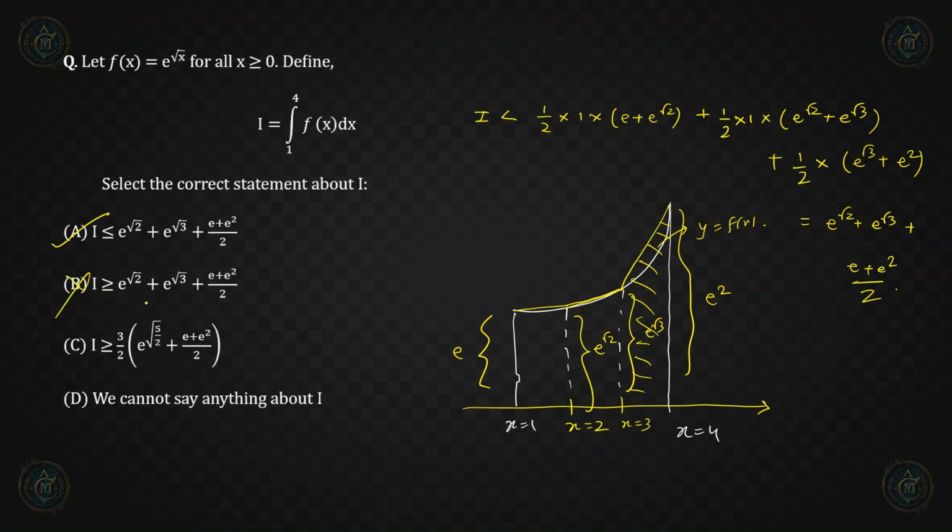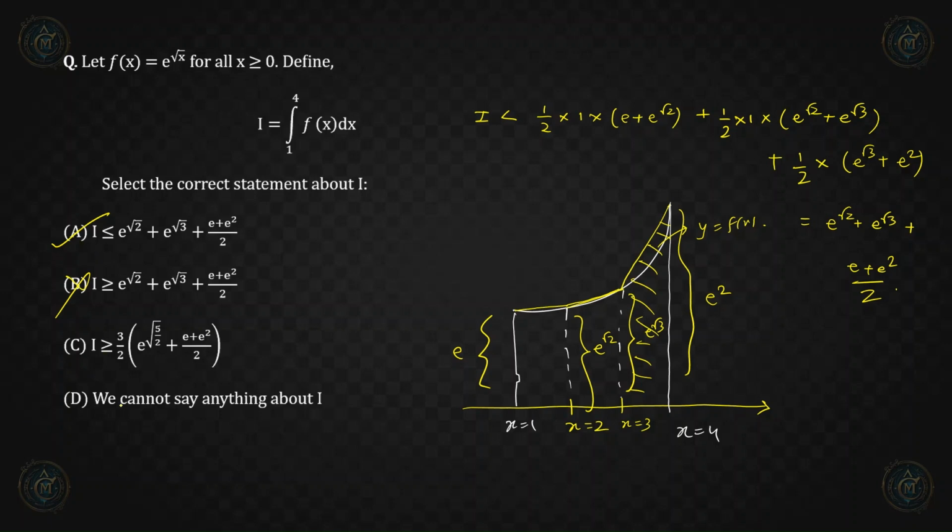I is not greater than or equal to this quantity. I is less than or equal to this quantity, because the graph is concave upwards. The graph of f(x) is concave upwards. And option C, we don't need to check because this is a single correct type question, so only one option will be correct.